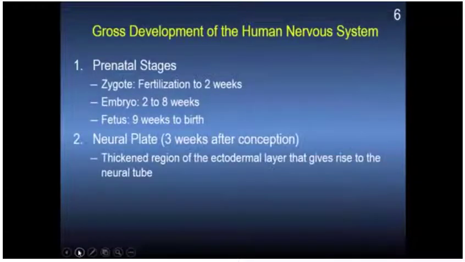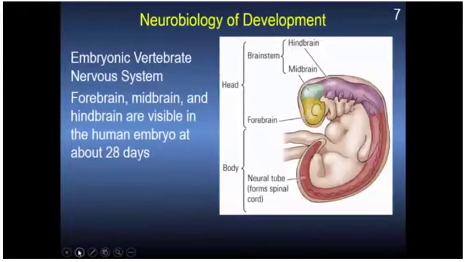Looking at human development, the zygote is that early first period where it's just been fertilized to 2 weeks. Then it goes into embryo, which is 2 weeks to 8 weeks, and then at 9 weeks, which is about 2/3 of the way through the first trimester, it becomes a fetus. At week 3 after conception, in that early embryo stage, we start to see the neural plate forming, and that's what gives rise to the nervous system. It creates the neural tube, and so on and so forth.